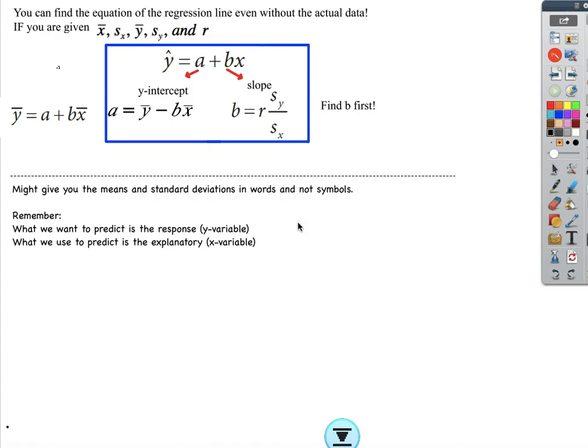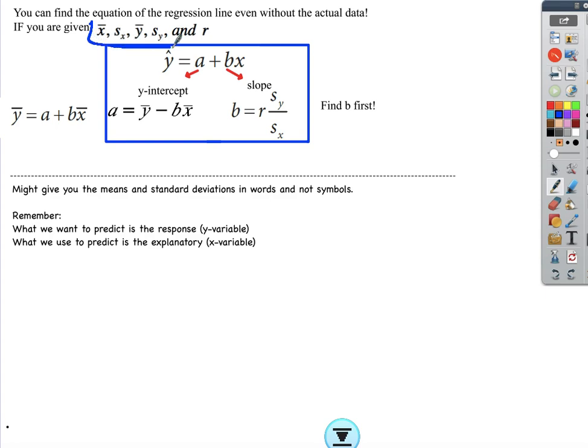All right, this is to finish up some chapter 3 material. This, we probably don't even remember. It's probably been so long ago. But these are formulas that we used when we were not given the data. We were given these summary statistics.